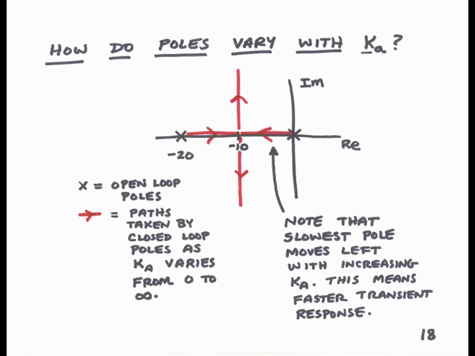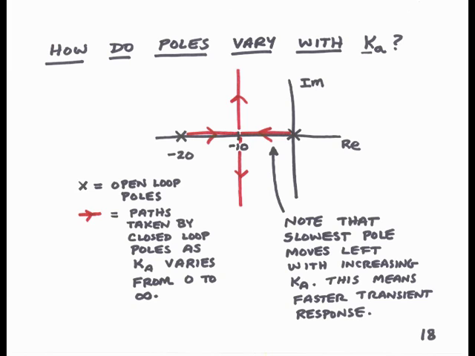For low values of ka, the pole that started off at 0 will still be on the real axis, and will be somewhere between 0 and minus 10. This will be the slowest pole of the closed-loop system, and will be the one that dictates the transient response. Obviously, as ka increases, this pole moves further leftward, and that means that the time constant associated with it becomes smaller. That is, the dynamics will become faster, and that will lower the amount of time required for the transient response.